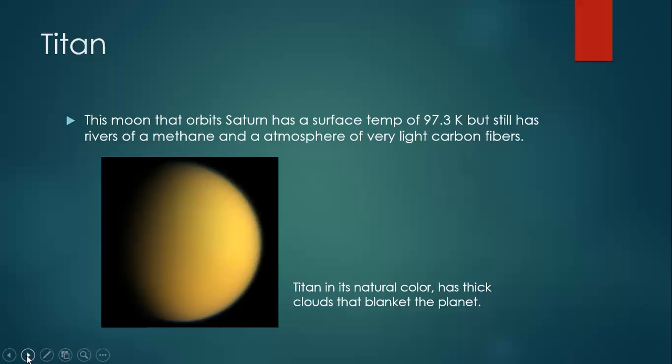Just look at Titan. It's outside the habitable zone, but it contains methane rain and rivers. It even has a thick atmosphere, covering the entire surface. But in the end, it's still just too cold, with a surface temperature of 97.3 Kelvin.